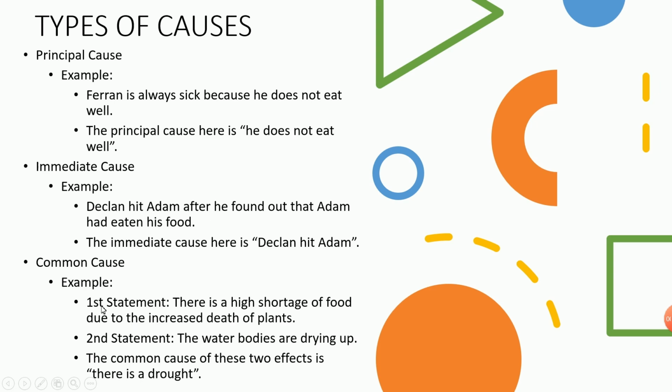Next is the common cause. There we are going for two statements. The first statement is: there is a high shortage of food due to the increased death of plants. That is one statement. And the second statement is totally irrelevant to the first statement: the water bodies are drying up.